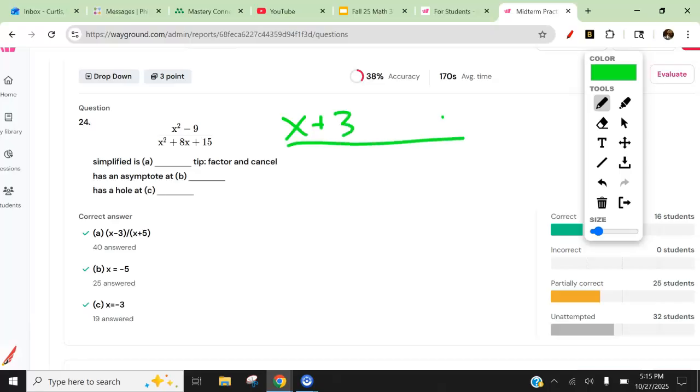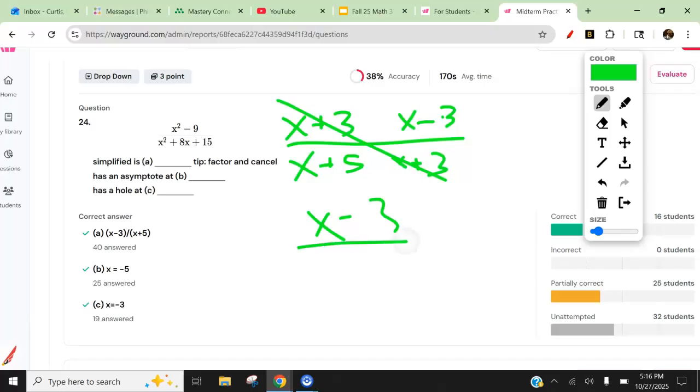So in the numerator, we have a difference of squares, x plus 3 and x minus 3. And in the denominator, we have a quadratic trinomial. Two factors of 15 that will add up to 8 will easily be 5 and 3. So the x plus 3's cancel out, and we're left with x minus 3 over x plus 5, which is the first answer, the simplified version.